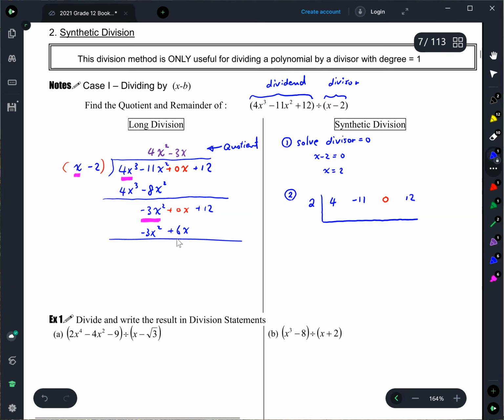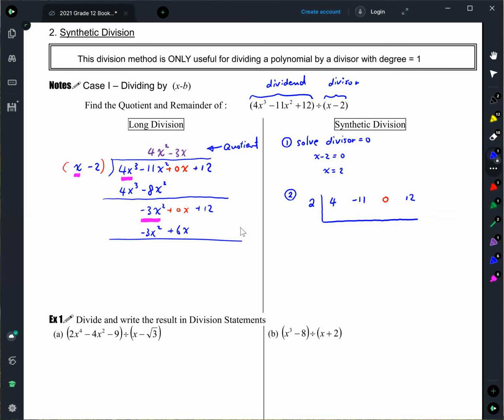Okay, so Callum, what should we do now? Oh, I think we're supposed to subtract it now. No, we add 0x to 6x and then bring down the 12. Yeah, so subtract them, right? So what do you get after you subtract? You get minus 6x plus 12. That's right, very good.